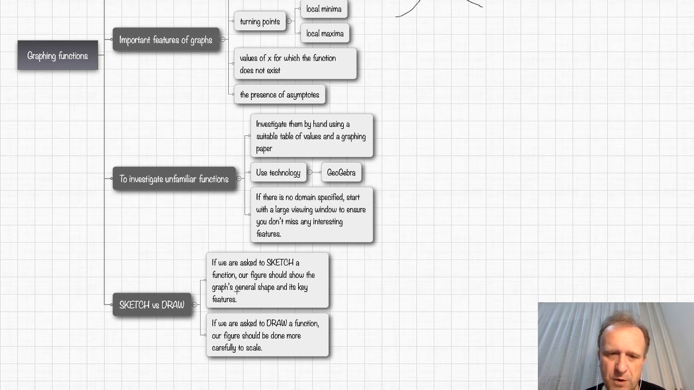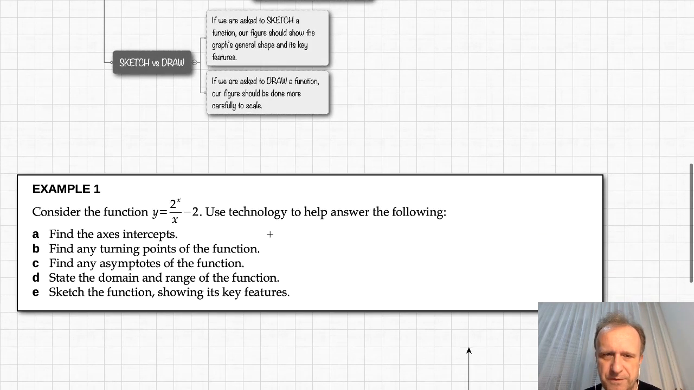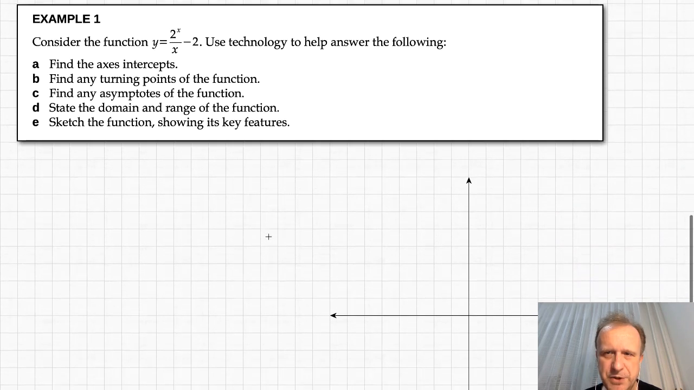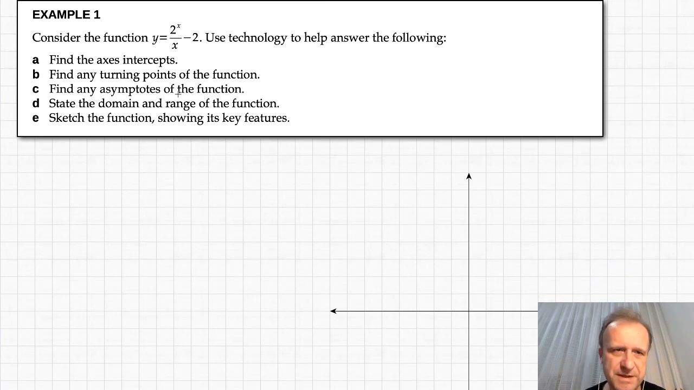If we are asked to draw a function, our figure should be done more carefully and to scale. So this time we should really be very careful. It should pass through all the points which can be calculated using the formula of the function, and it should be quantitative.